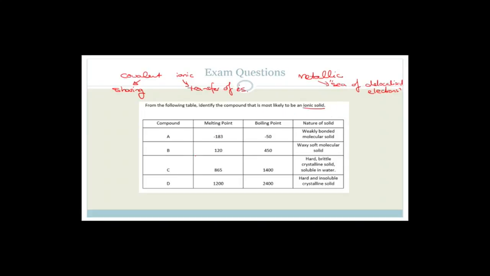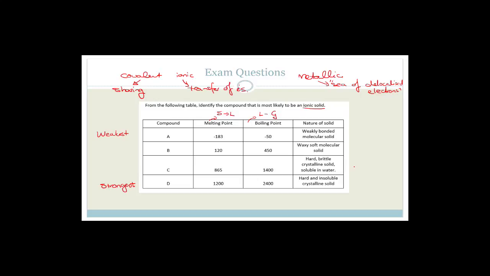Now it says, from the following table, identify the compound that is most likely to be the ionic solid. So we've got A, B, C, and D. D has the highest melting and boiling points. Remember, melting point is the temperature at which it goes from a solid to a liquid and vice versa, and the boiling point is from a liquid to a gas. From these points alone, the ones with the lowest melting and boiling points have the weakest forces or bonds, and the ones with the highest boiling and melting points are going to be the strongest.